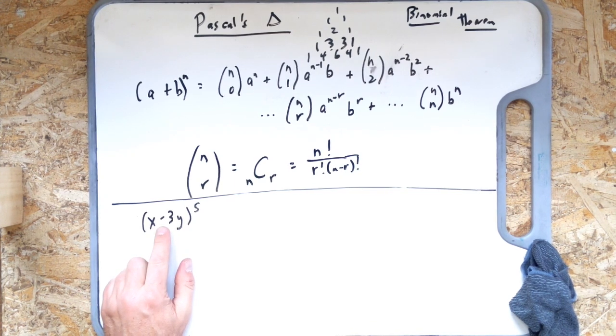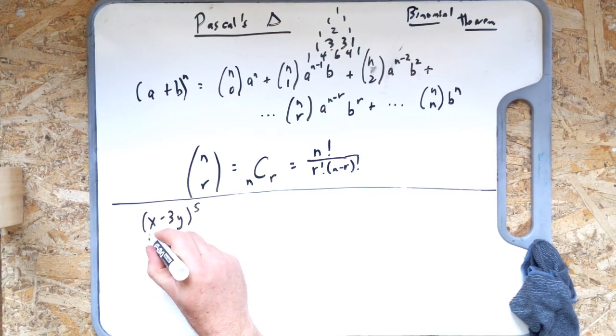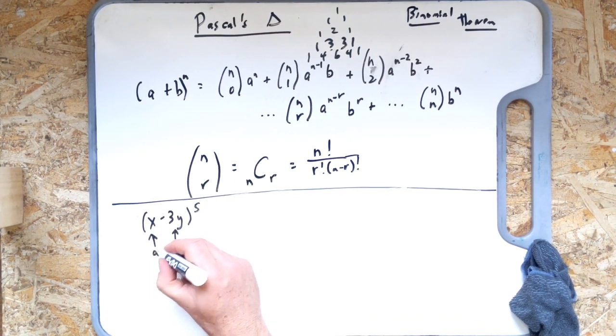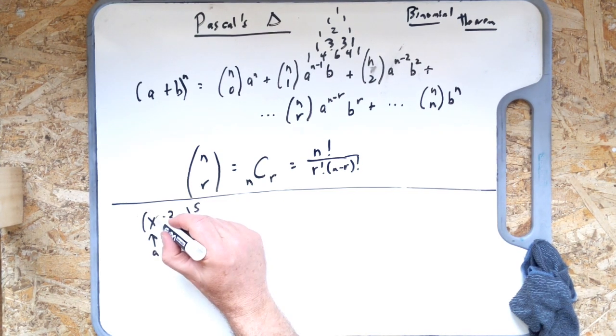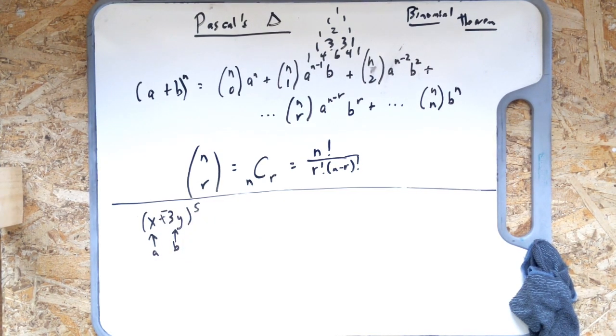Also, notice that you have to use a as x, and b is negative 3y, not positive 3y. So think of it as plus a negative. Okay, pause that, try to do it yourself.